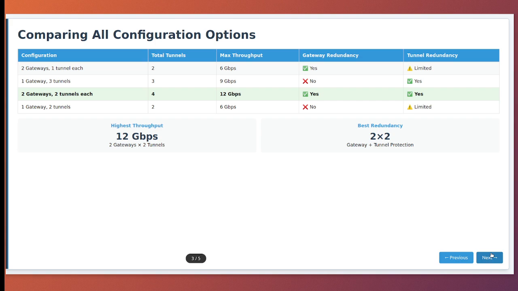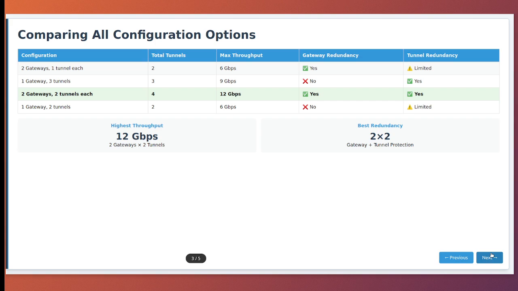Option 2 is a single Cloud VPN gateway with 3 tunnels. This provides 3 tunnels on one gateway, giving you 9 gigabits per second of maximum throughput. However, this creates a single point of failure at the gateway level. If the gateway fails, you lose all connectivity. This maximizes throughput but has poor redundancy.